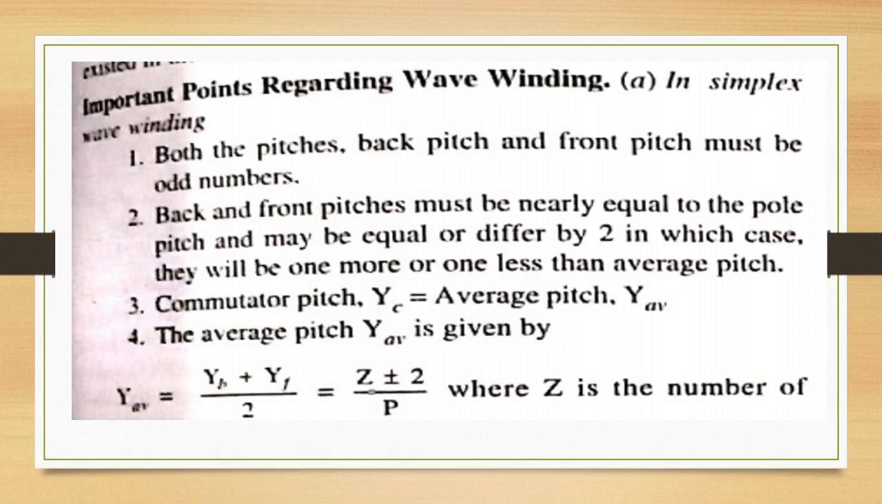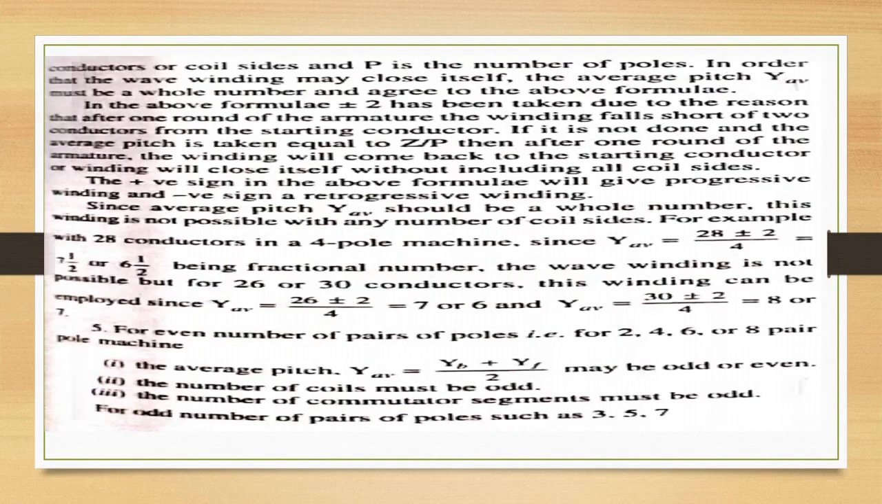So, in wave winding, both the pitches, back pitch and front pitch, must be odd numbers. Back and front pitches must be nearly equal to the pole pitch and may be equal or differ by 2, in which case they will be one more or one less than the average pitch. Commutator pitch is equal to the average pitch, and the average pitch is given by (back pitch plus front pitch) by 2, or (Z plus or minus 2) by P.